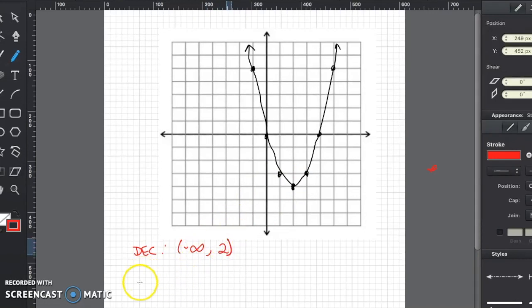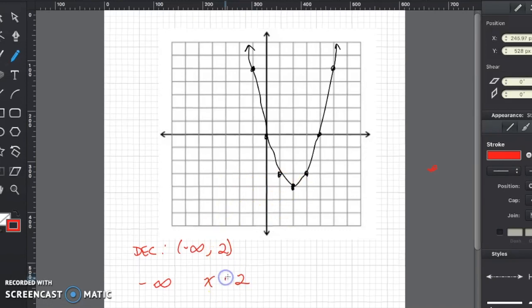And another way we could say that is that for x values, so look at how I'm doing this. I know I'm decreasing from negative infinity to 2, right? So I know my x goes in the middle. So I'm talking about values of x less than 2, right? So everything to the left.